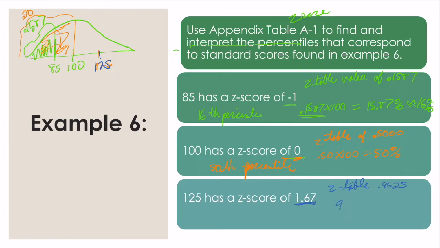So 0.9525 times 100 would be 95.25%. So we could say that marks around the 95th percentile. That means that 95% of data values are less than 125. So the area in blue, all of this, will be 0.9525. And the area under the entire normal curve is 1.